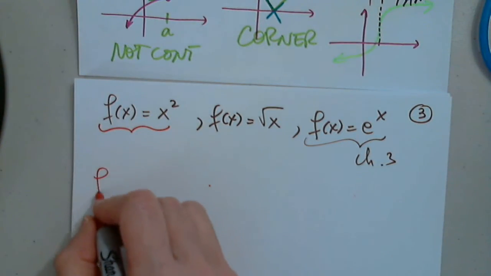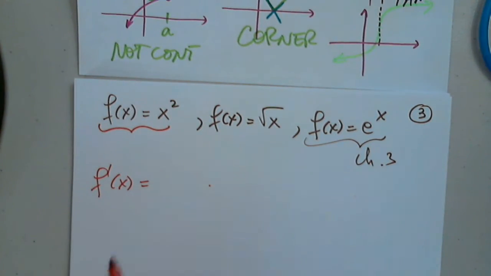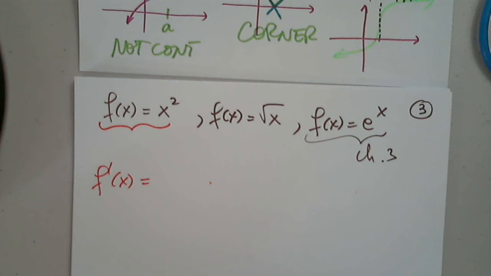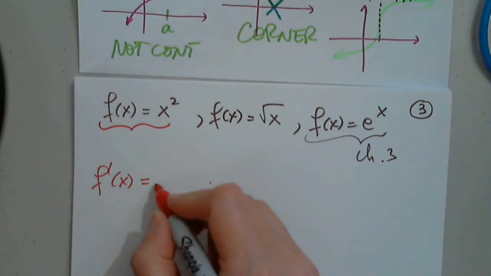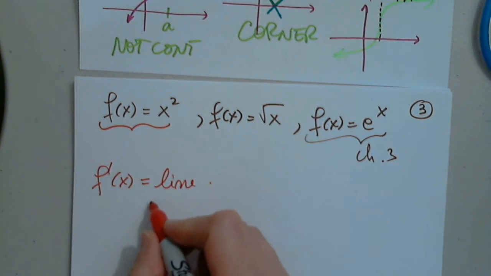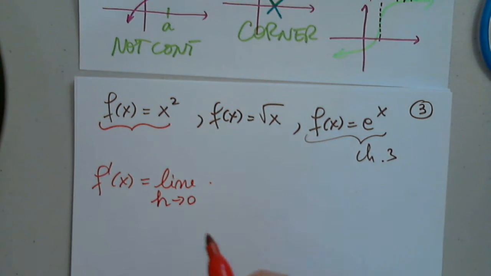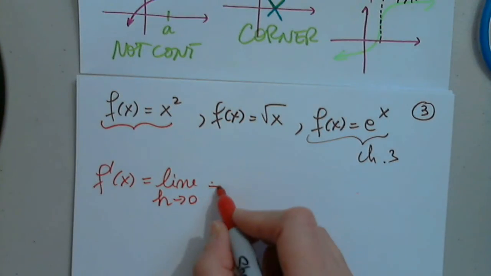Function, and I'm asked to find f prime of x. Can anyone refresh our memory on how to start? What is the definition of f prime of x? It's the limit. Thank you very much. As x approaches 0. Careful. As h approaches 0. Very good.